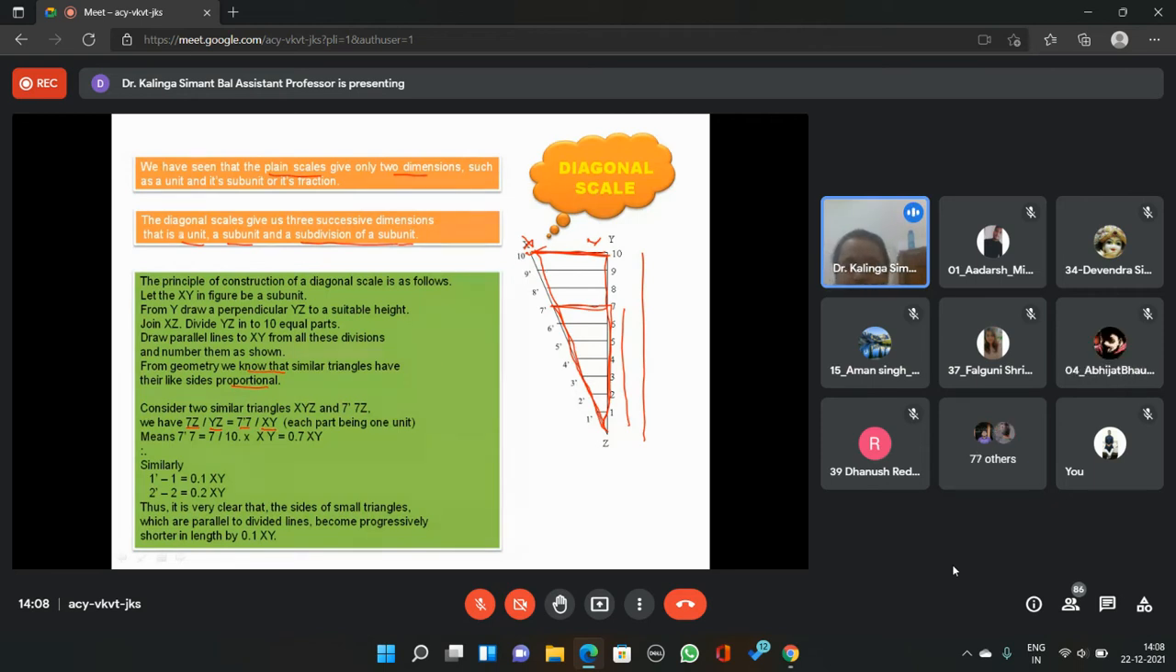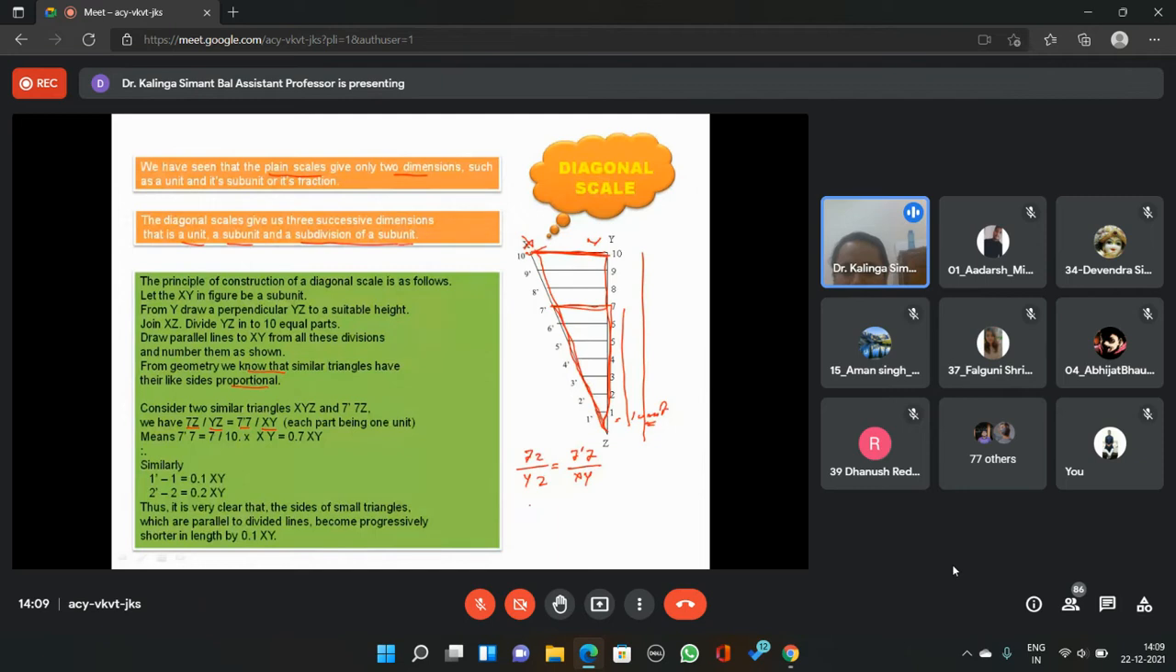And we should know that the divisions are equal, and we assume that each of the divisions corresponds to 1 unit. Now we have this relation: 7'7 by yz equals 7'7 by xy. So we have this one.